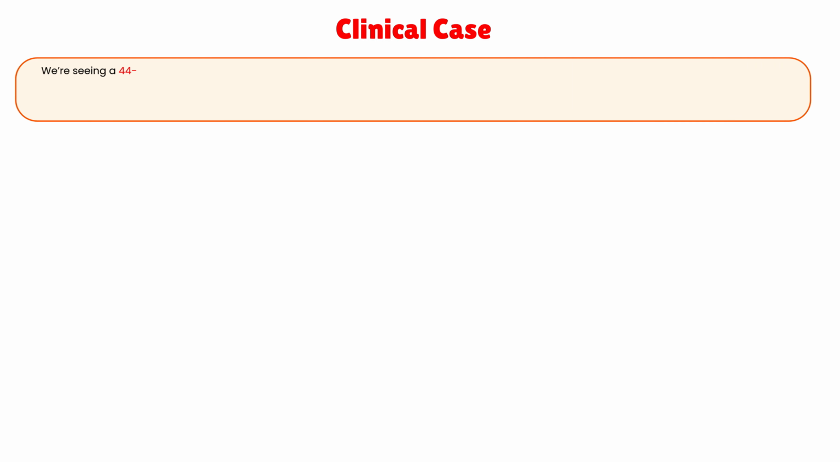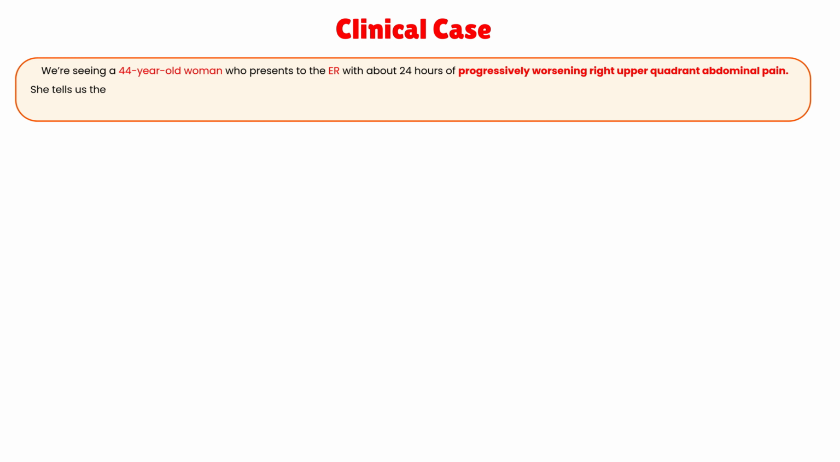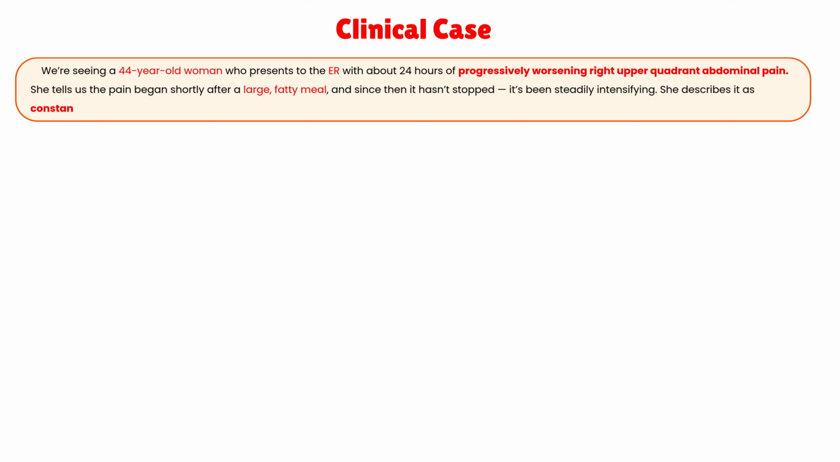We're seeing a 44-year-old woman who presents to the emergency department with about 24 hours of progressively worsening right upper quadrant abdominal pain. She tells us the pain began shortly after a large fatty meal, and since then it hasn't stopped. It's been steadily intensifying. She describes it as constant and sharp, with radiation to the right shoulder. She also reports nausea, multiple episodes of vomiting, and subjective fever.